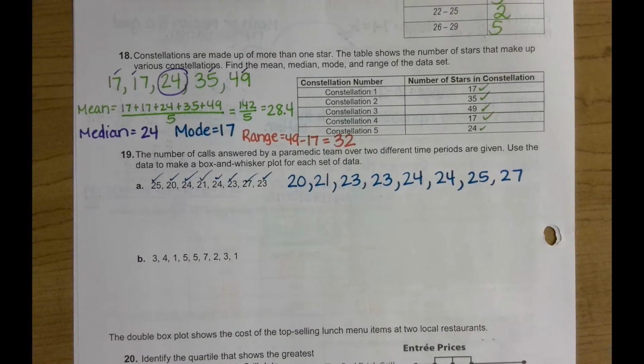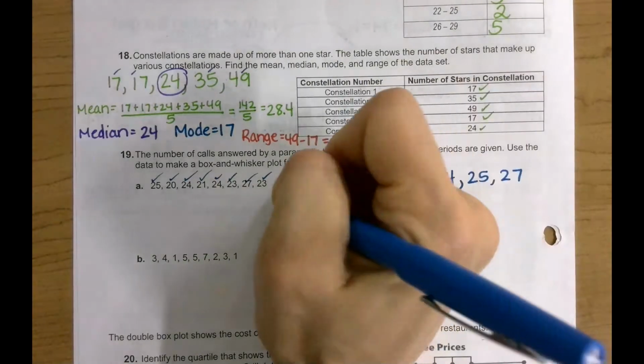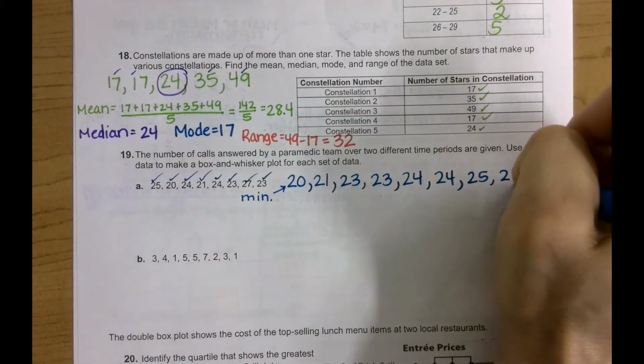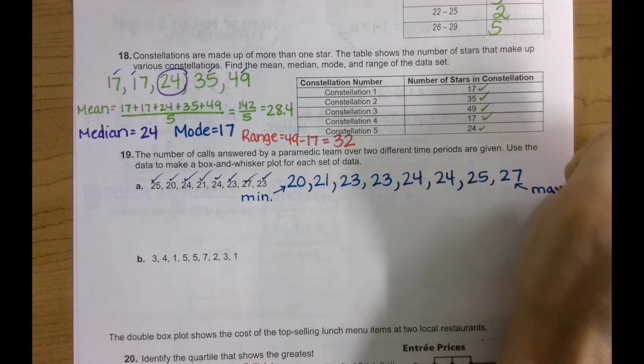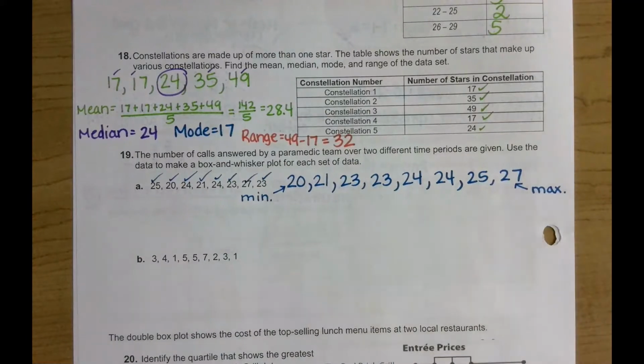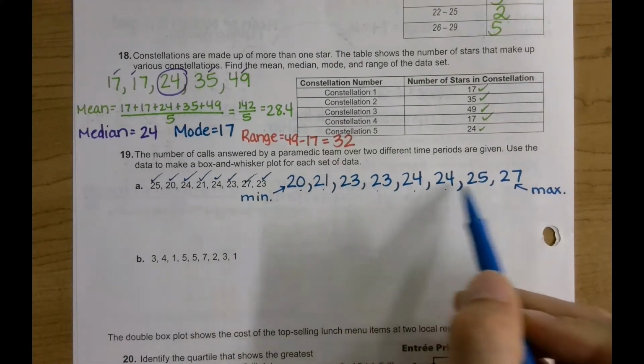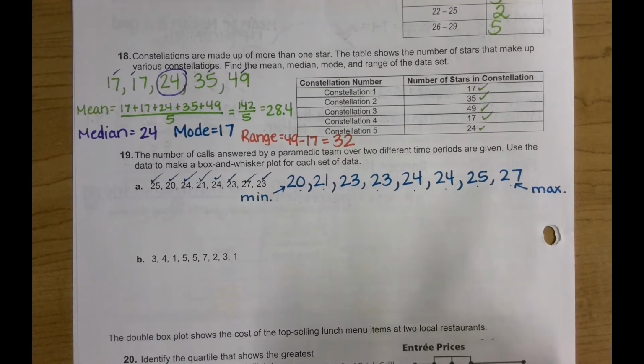All right, in order to create a box and whisker plot, we have to find the 5-number summary. First you can see that our minimum is 20, our maximum is 27. Then I want to find the median of this entire data set, which is your Q2, quartile 2. I have 8 numbers. When you have an even amount of numbers, you're going to have to find the average of the 2 middle numbers.